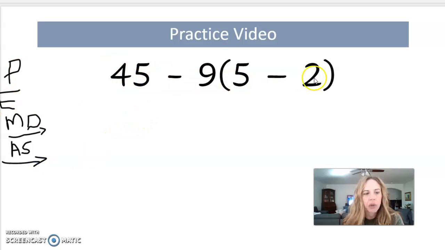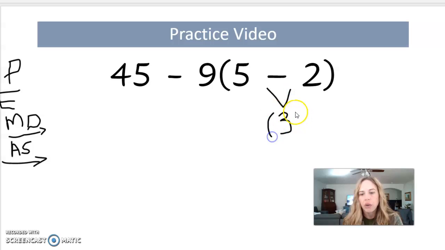So if I look at my expression, I do have parentheses, so I'm going to solve what's in the parentheses first. Well, 5 minus 2 is 3. Making sure I rewrite everything, but instead of 5 minus 2, I'm going to write 3.